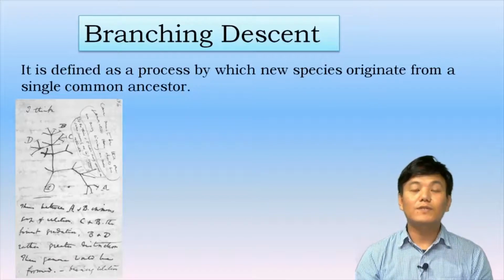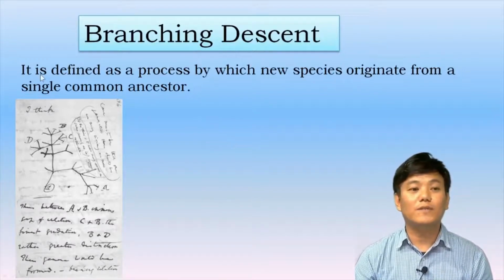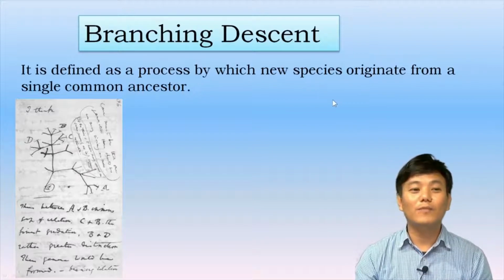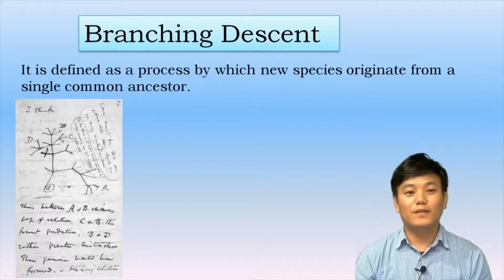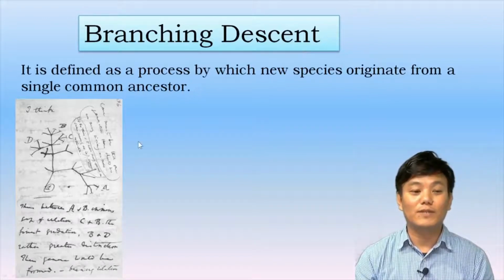Let us now discuss the second key concept of Darwin's theory of evolution, that is branching descent. What do you mean by branching descent? It is defined as the process by which new species originate from a single common ancestor. In this picture, we can see the sketch drawn by Charles Darwin, at the point where he was thinking about the branching descent concept, right?